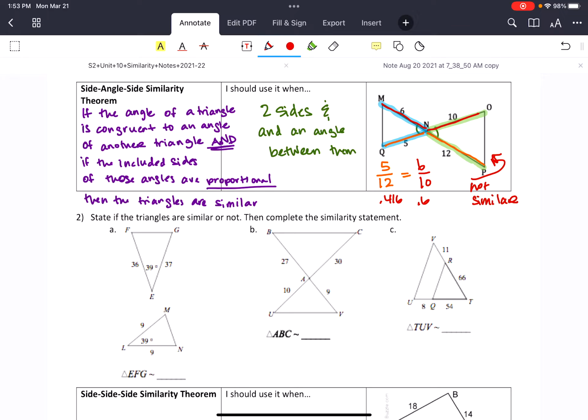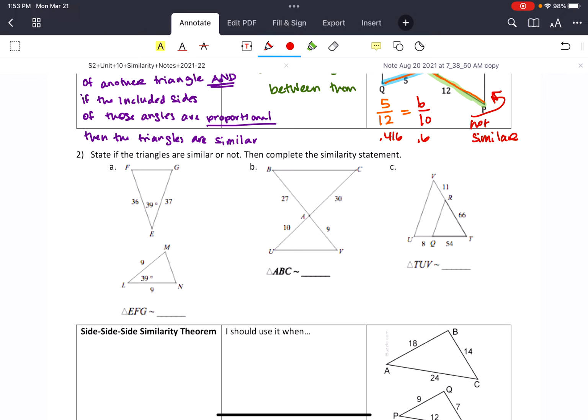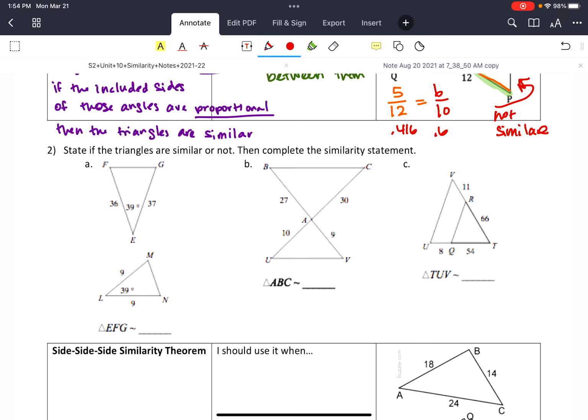All right, let's keep going. So now we're going to state if these are similar or not. So I've got the 39 and the 39, that's the same angle. I have the side here. Well, if you notice, I have a side of a 9 and a side of a 9. So I'm going to have a proportion with 9 on both the bottom, and then 36 and 37. Because it's both 9, I can tell that that's the way it's going to line up. So this is actually not similar. So I'm going to put not similar.